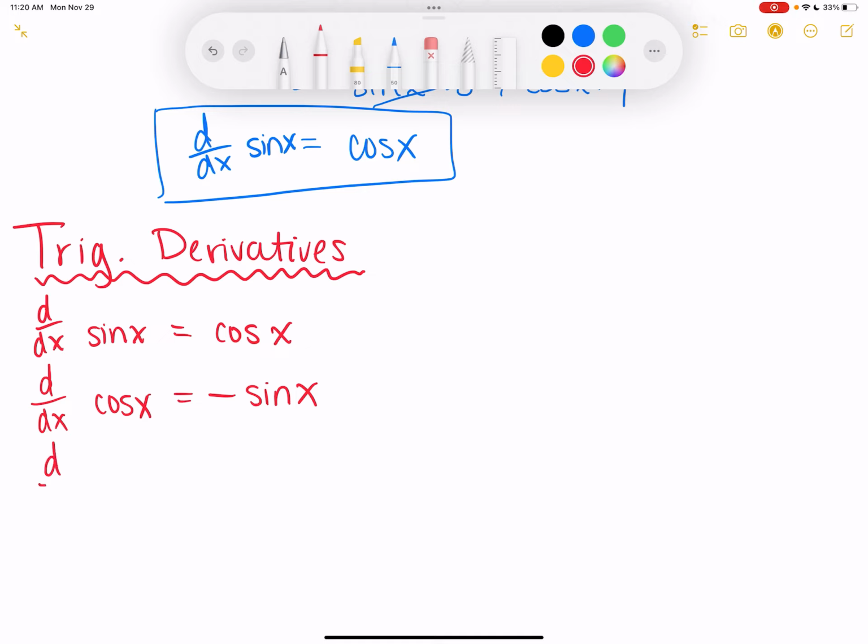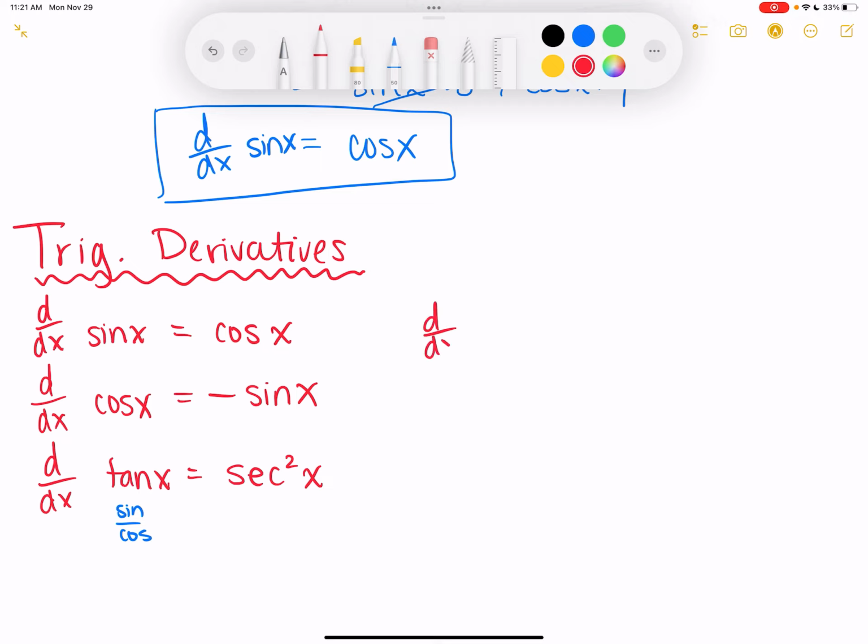So d/dx of tangent of x is equal to secant squared of x. Now I'm just going to make a note reminder here that this is sine over cosine. So if you wanted to figure it out, you could take the quotient rule of sine of x over cosine of x, and see if you actually get this if you wanted to prove it, but I'm not going to make you do that. Well, I might make you do that at some point, but I don't remember.